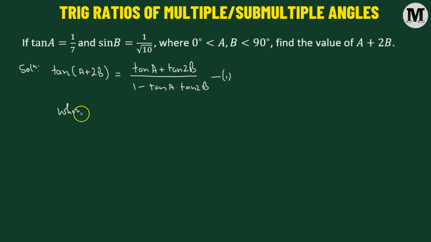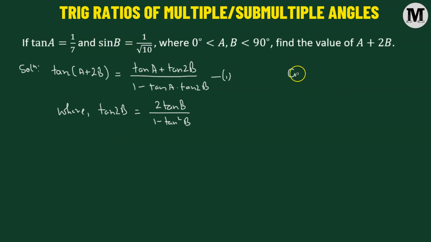And we know that the tangent of 2B can be expanded by using the formula 2 times tangent of B divided by 1 minus tangent squared B. Since tangent of A is already available, we will need to find out the value of tangent of B by using sine B. So let's begin.